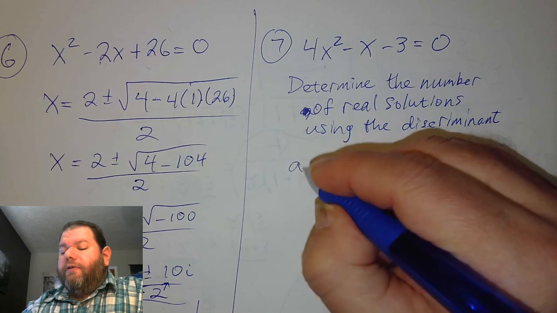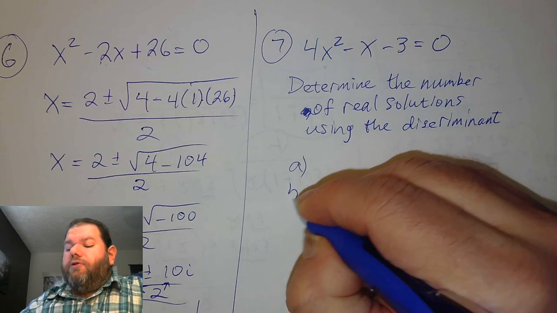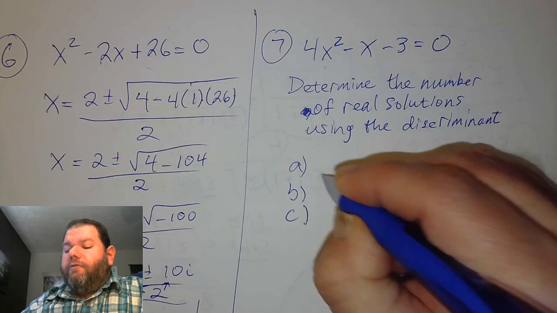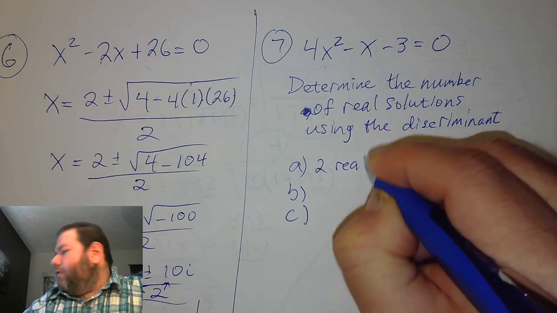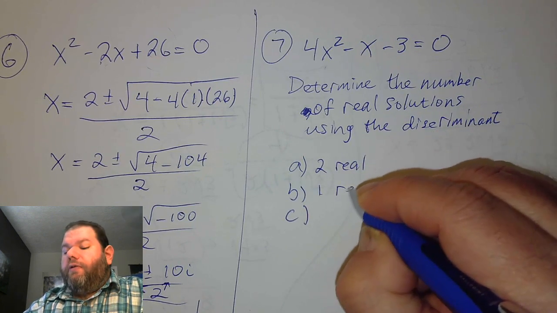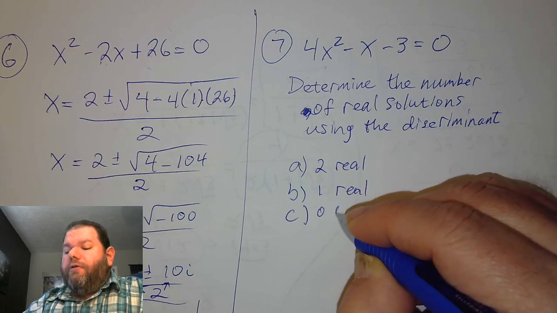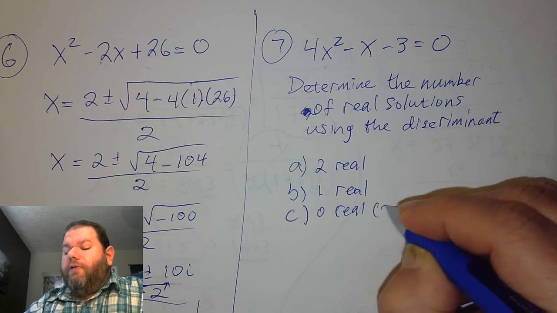Okay, now this is again a multiple choice question. Now let me show you the three choices that we have here. We have 2 real solutions. We have 1 real solution. And we have 0 real, which corresponds to 2 imaginary.